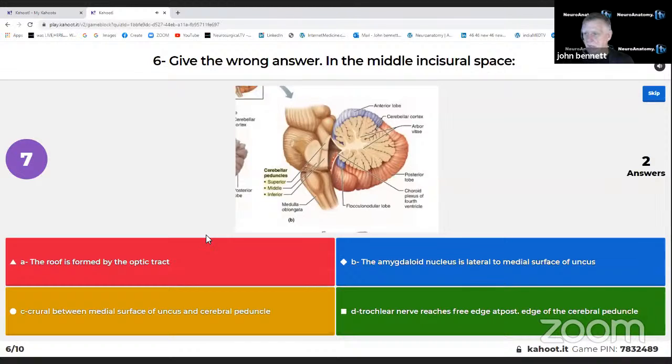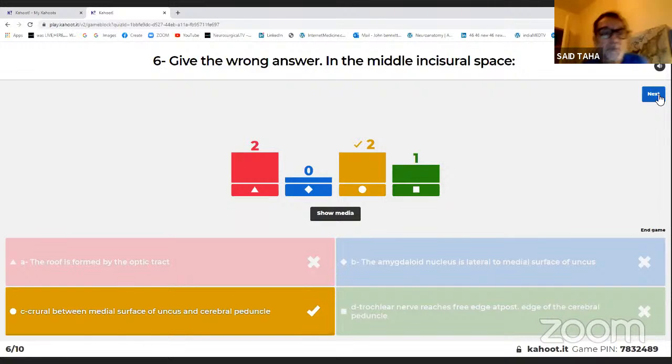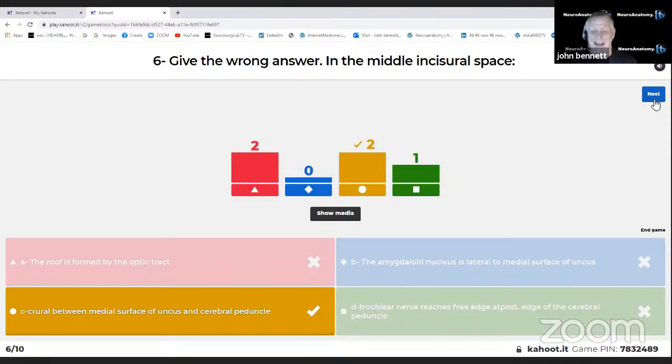Just 2 people answered that. That's kind of a tricky question. Okay, well, let's see. 2 people got that right. Curl between medial surface of uncus and cerebral peduncle. That was a tricky question, Saeed, right? Give the wrong answer, but I think that kind of threw some people. Yes. Okay, very good. Okay, on to the next one.